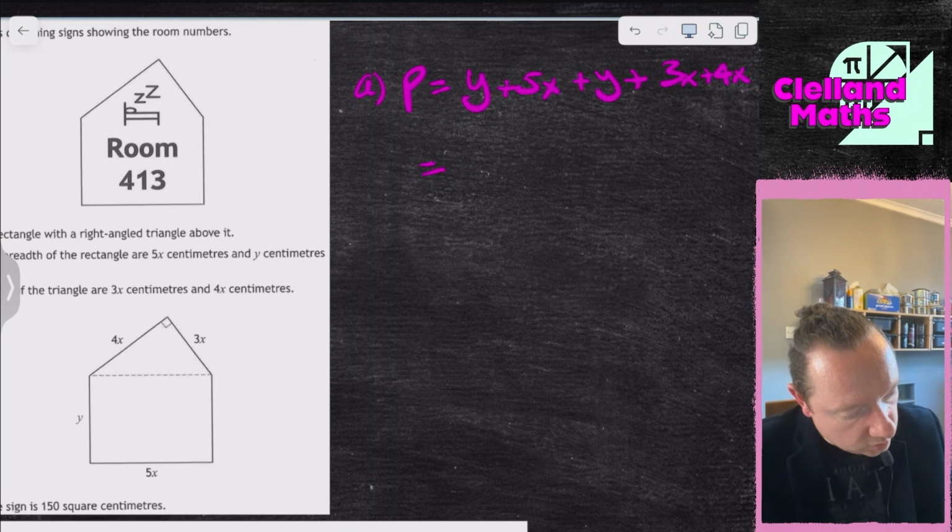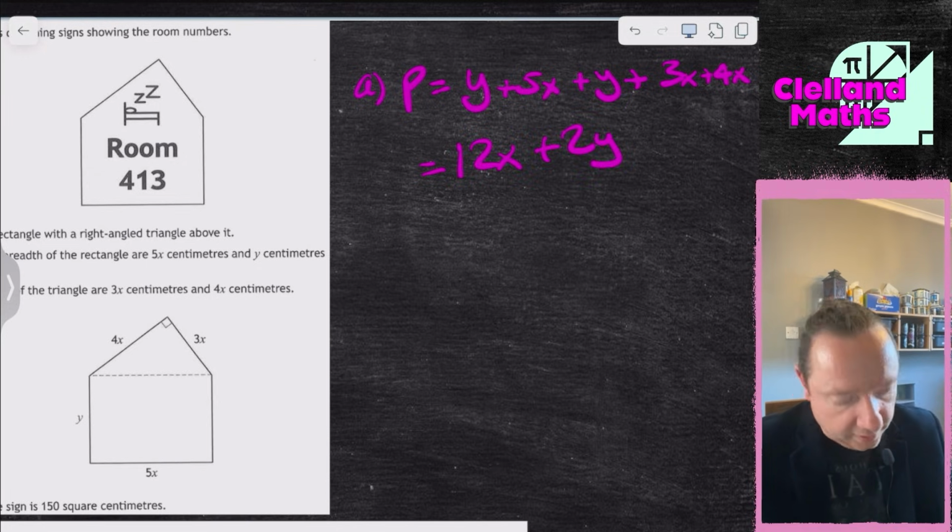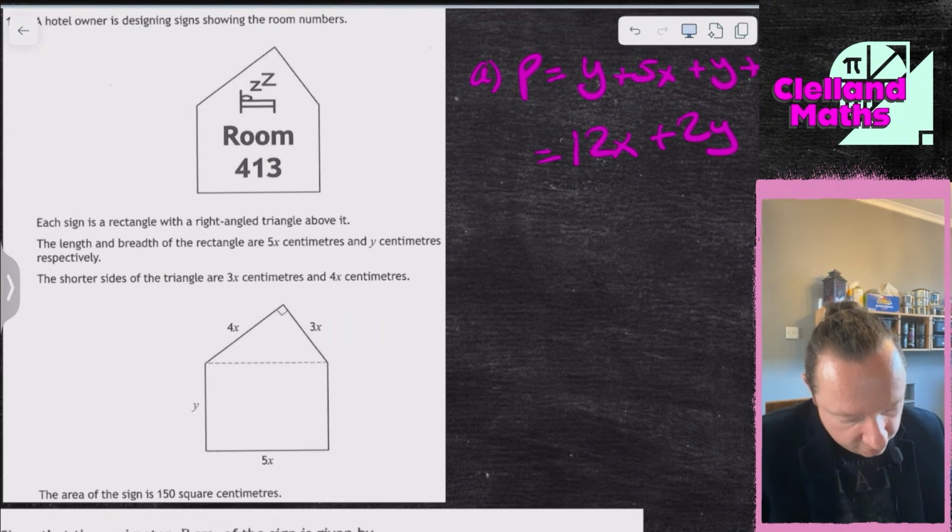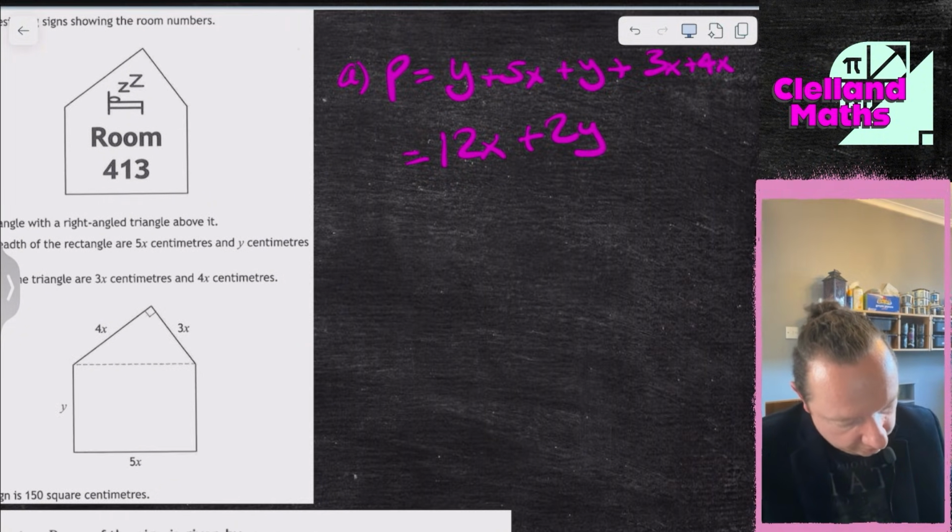So that equals 5, 6, 7, 8, 9, 10, 11, 12x plus 2y's. So I need to get rid of that y somehow. It says the area of the sign is 150. So area is 150. Well, what is the area?